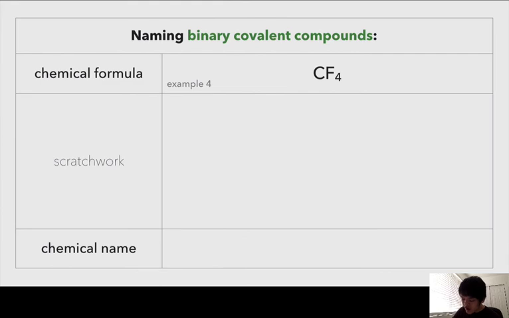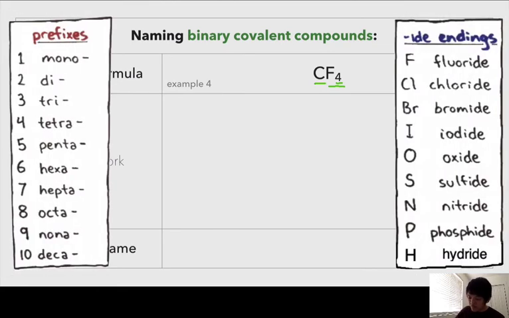In this example, we have 1 carbon atom. We also have 4 fluorine atoms. So first element name is unchanged. Just write it straight from the periodic table, carbon. Second element name is fluorine, and we're going to have to change that ending to "ide." So it's going to become fluoride. And spelling is important here. Make sure you spell it correctly.